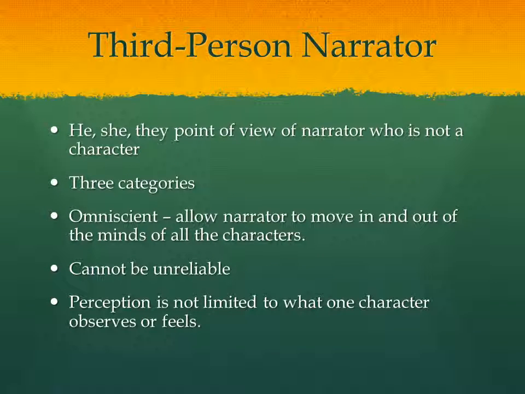Now, and this is probably the most popular of narrations, is the third person. This is where we have a he, a she, or a they point of view. And here the narrator is not a character in the story. There are three main categories of third-person narration. The first, and the most difficult to actually pull off effectively, is omniscient. This allows the narrator to move in and out of the minds of all the characters. So we're able to hear the thoughts of every character and know everything that's going on.